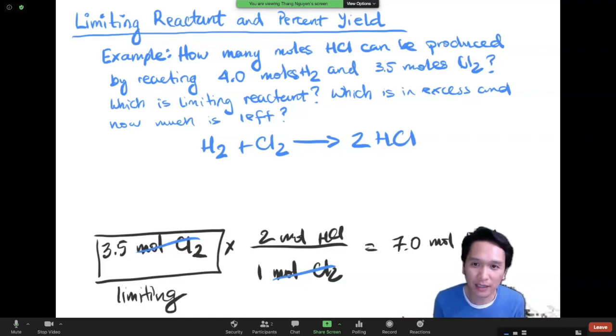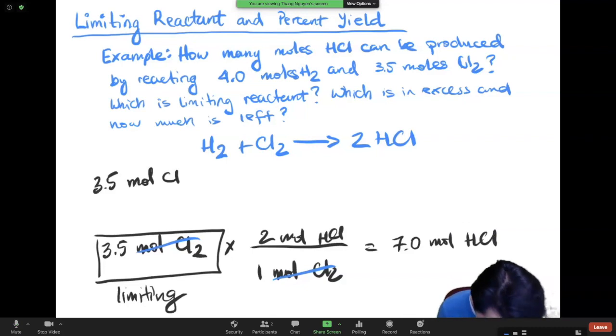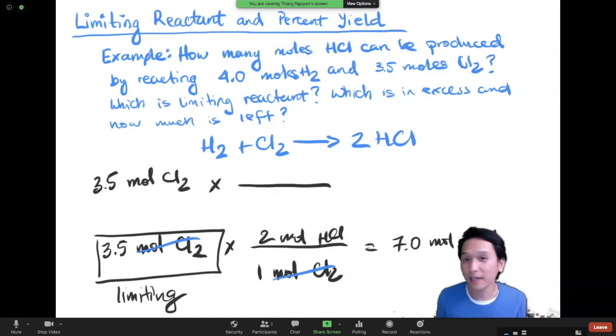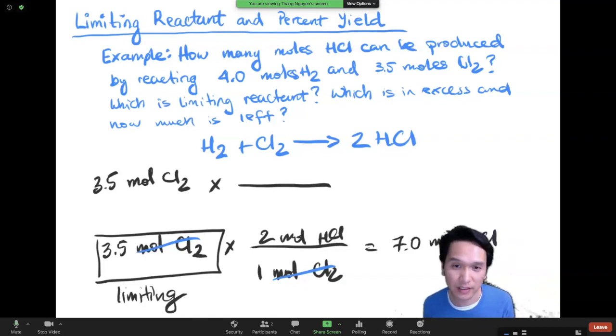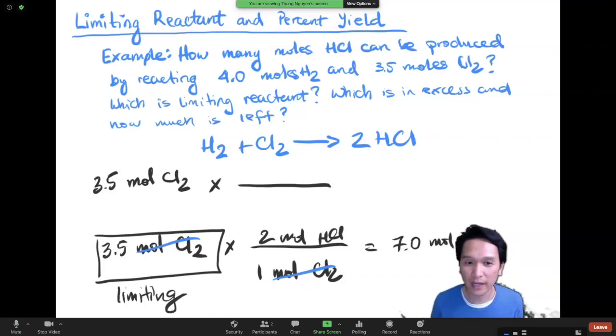How do we calculate that? Since we just figured out that chlorine is our limiting reactant, we can use that knowledge to figure out how much it reacted with H2, because they too have a mole-to-mole relationship, right? So let's do that. Again, we start out with 3.5 moles of chlorine. But now, instead of calculating how much HCl we created, we have to calculate how much it reacts with H2. So what's the relationship between hydrogen gas and chlorine gas? It's a 1-to-1 relationship.